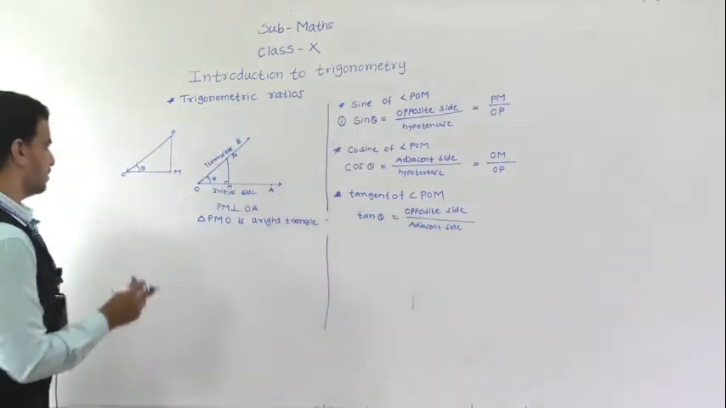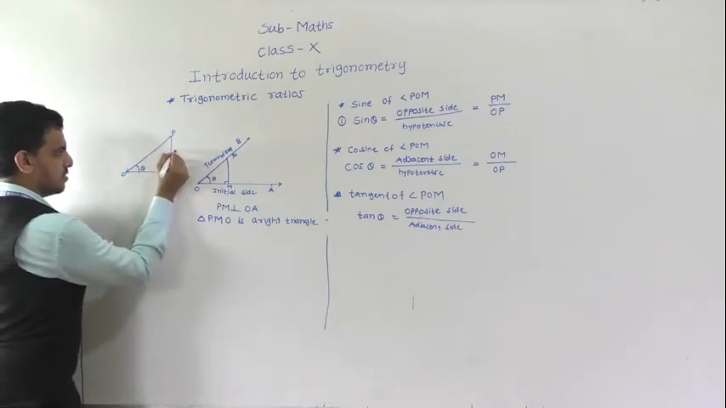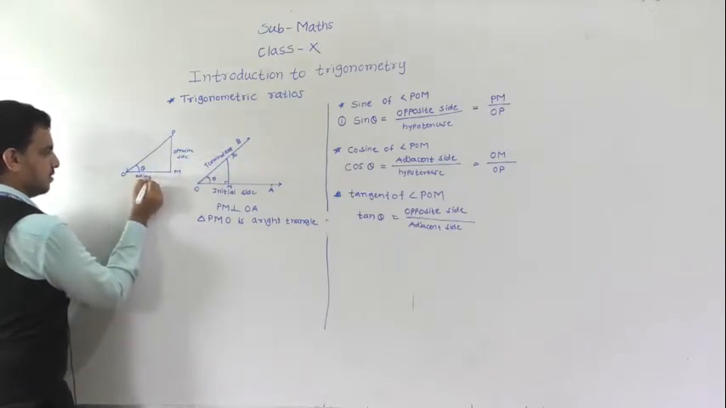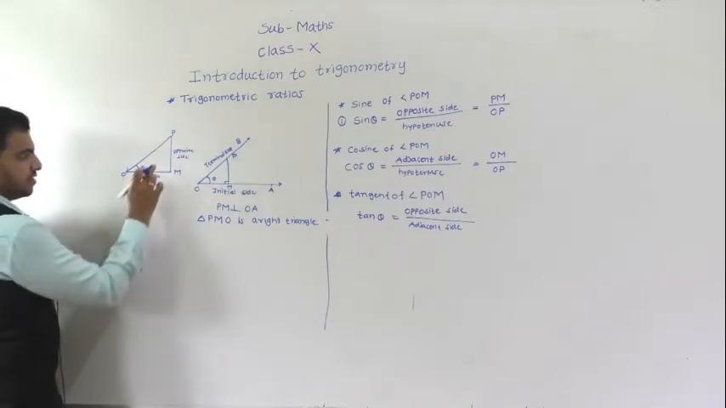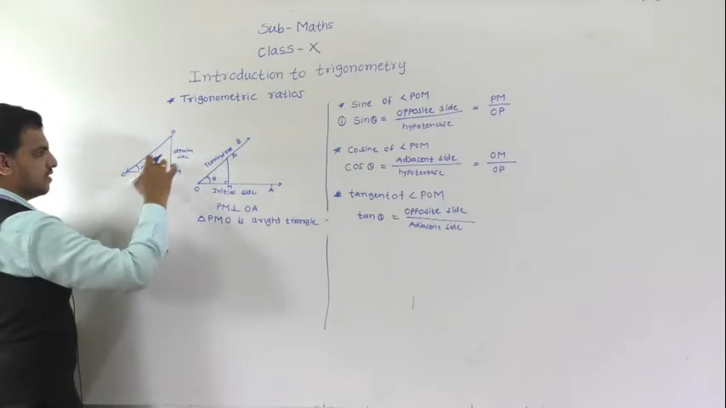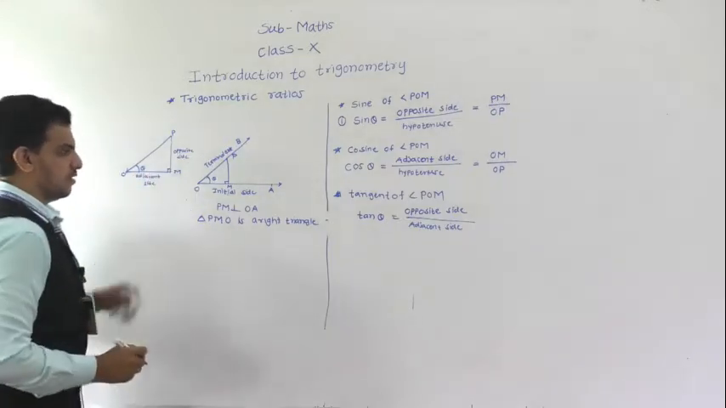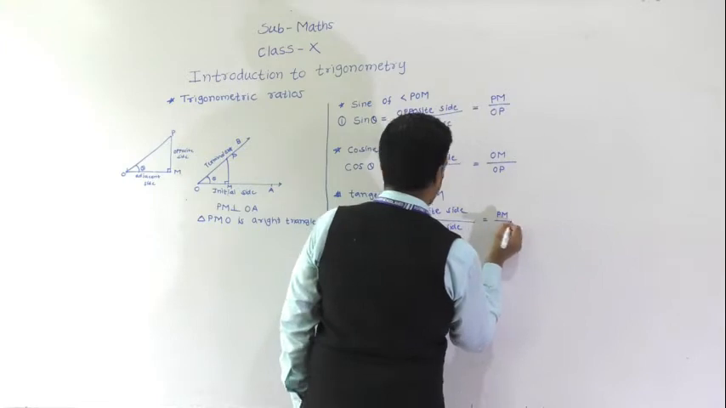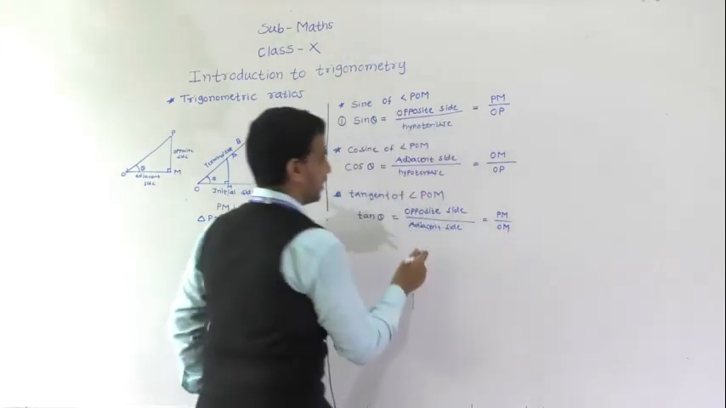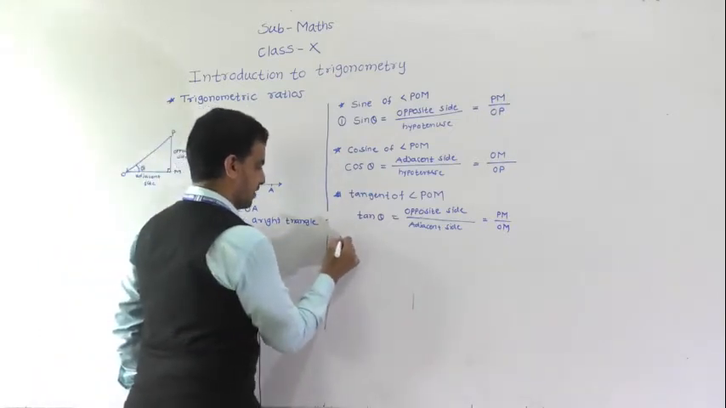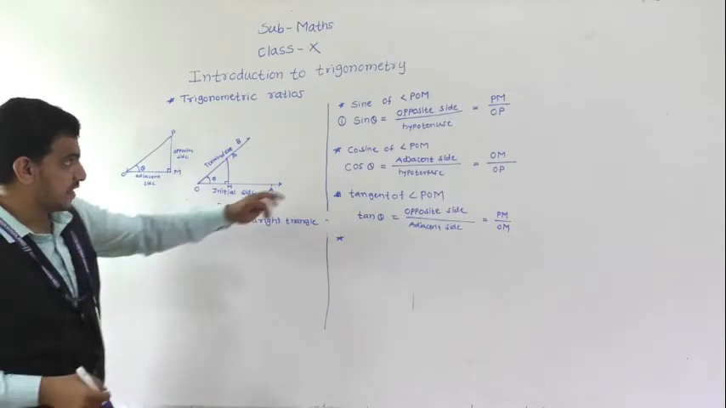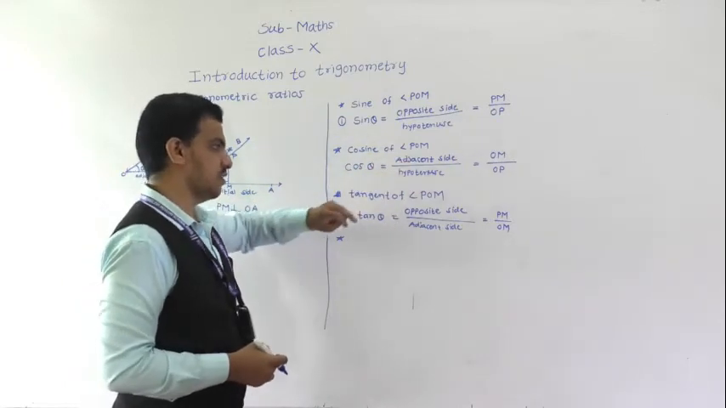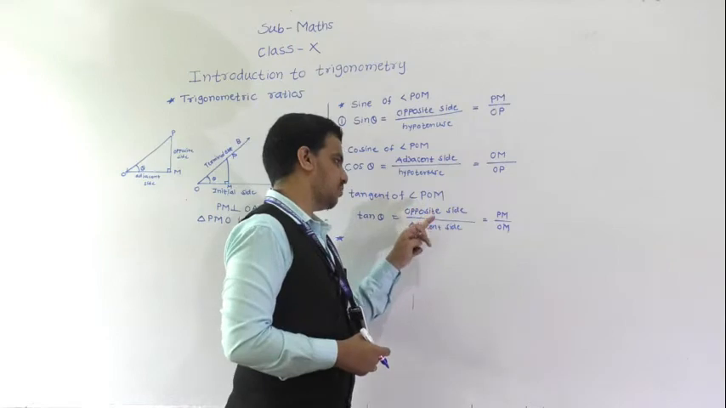If we consider this as theta, then the opposite side of this theta is this, and this is the adjacent side. So tan theta is equal to opposite side upon adjacent side. The opposite side is PM and the adjacent side is OM, so PM divided by OM. This is the tangent of angle POM. So sine theta is opposite side upon hypotenuse, cos theta is adjacent side upon hypotenuse, and tan theta is opposite side upon adjacent side.